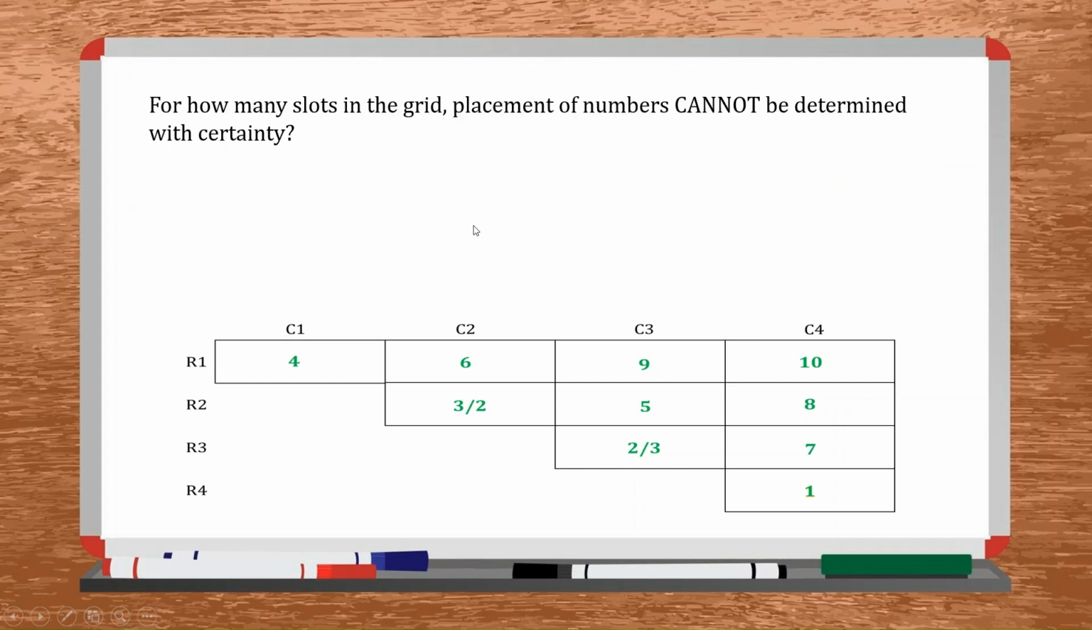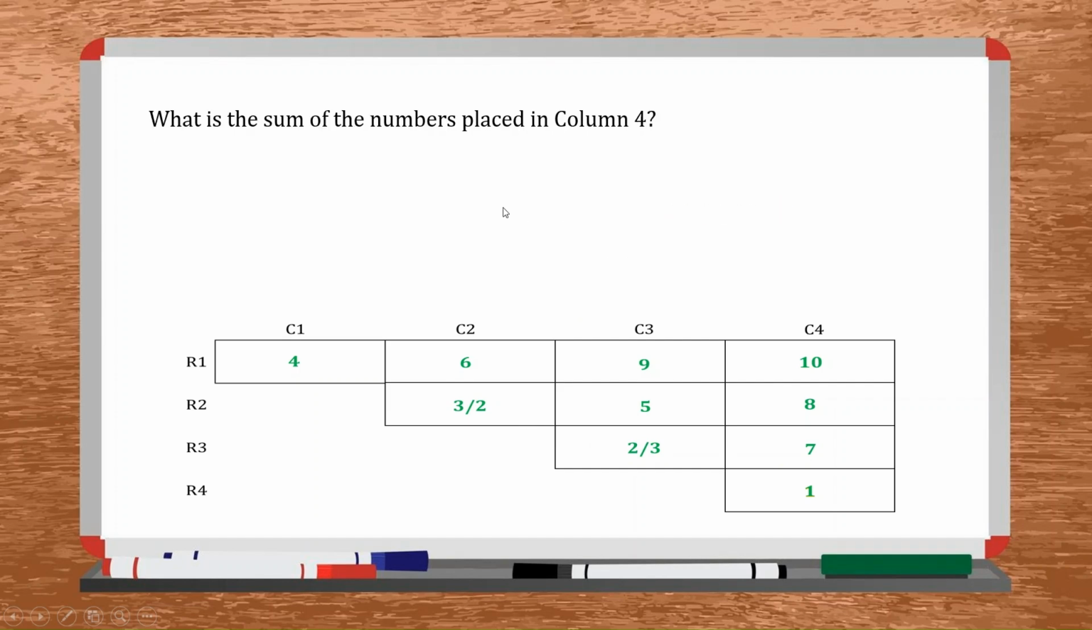For how many slots in the grid, placement of numbers cannot be determined with certainty? So we know that 8 of these numbers have been frozen correctly, with certainty, but 2 of these numbers we don't know the exact position. So the answer here is 2. Then what is the sum of numbers placed in column 4? So column 4 has 10, 8, 7 and 1, which sums up to 26. So the answer here is 26.